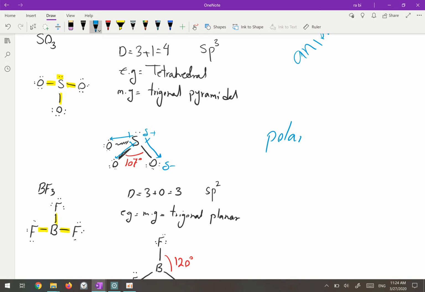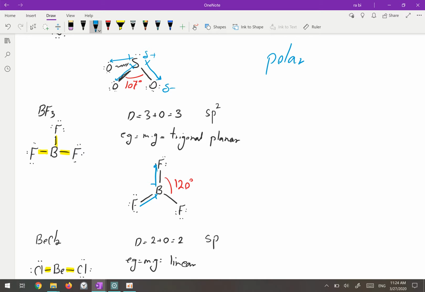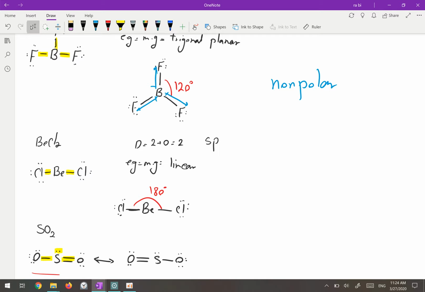BF3, as I explained, you have three vectors in this direction. They cancel out each other, so the molecule becomes nonpolar. BeCl2, it's the linear molecule. Chlorine is more electronegative than beryllium. So beryllium is partially positive. Chlorines are partially negative. So you have one dipole moment in this direction, another dipole moment in this direction. These two cancel out each other. So the molecule becomes nonpolar.